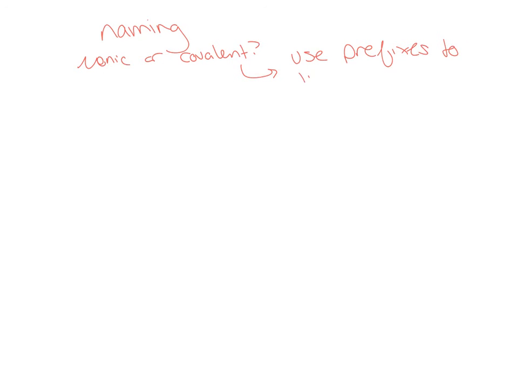Okay. We'll try this. Naming is the opposite. And we talked about naming a little bit today in class. Okay, so when you're naming things, there's a couple things you have to ask yourself. The first question, is it ionic or covalent? How do you tell that again? Covalent has 2 nonmetals. Ionic has a metal and a nonmetal. If it's covalent, you use prefixes to indicate how many of each.